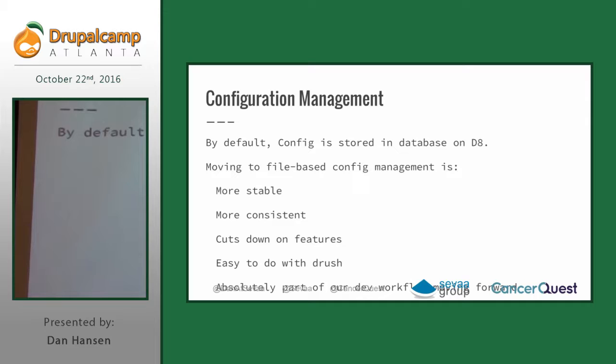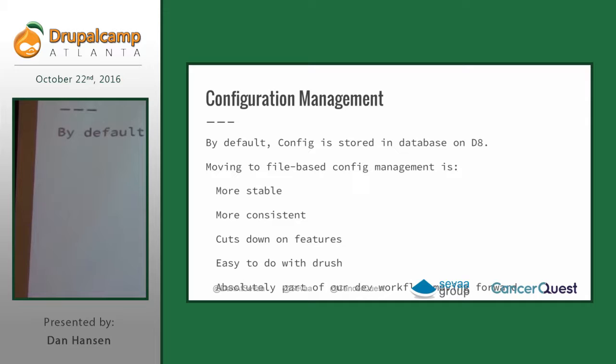So by default, config is stored in the database on D8. You actually have to turn on the file-based config. Not a huge deal, but it is sort of strange if you've never had to do it before. I had to research like 3 or 4 different articles to make it happen, and I wish I had linked them now that I say that. But moving to file-based config management is more stable, it's more consistent, and cuts down on features like I mentioned.